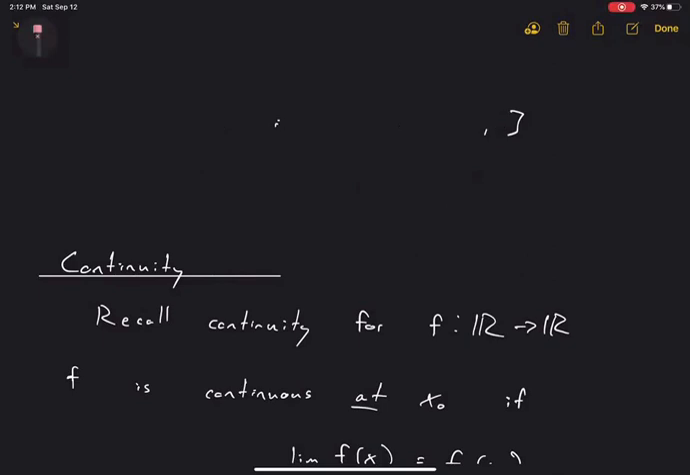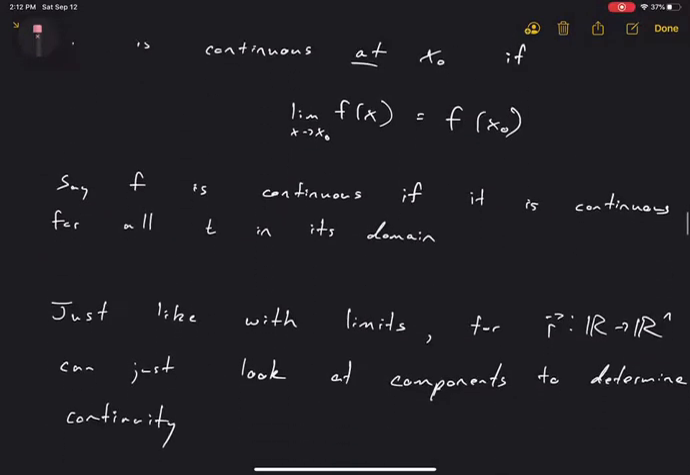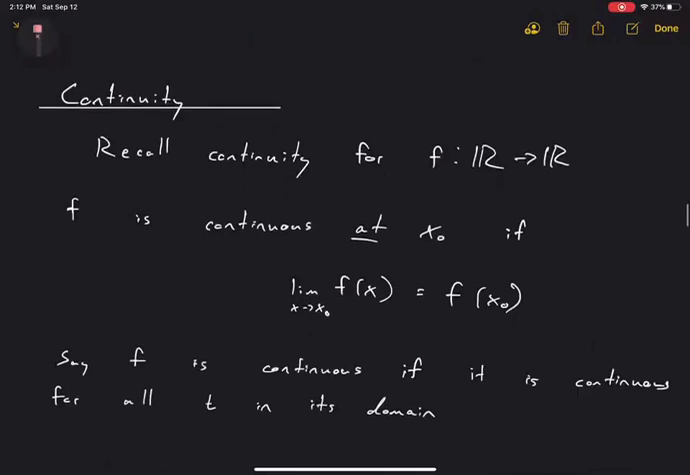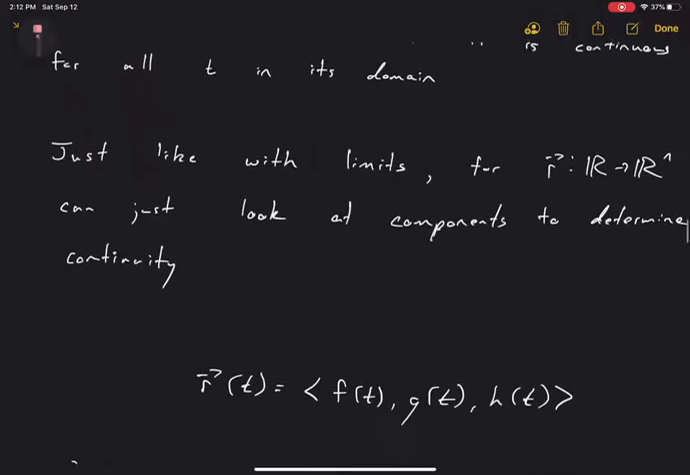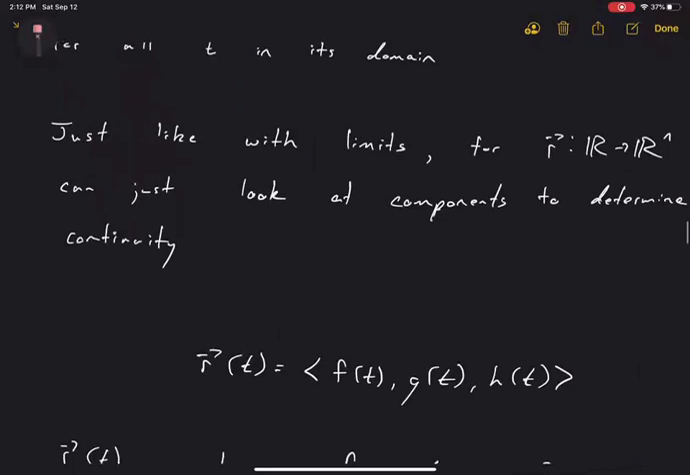Okay. So that's our idea of continuity from Calc 1 and 2. And then again, it's a pretty natural extension to this Calc 3 material. Just like with limits, we can consider the continuity of the components. We can look at the individual components inside the vector.